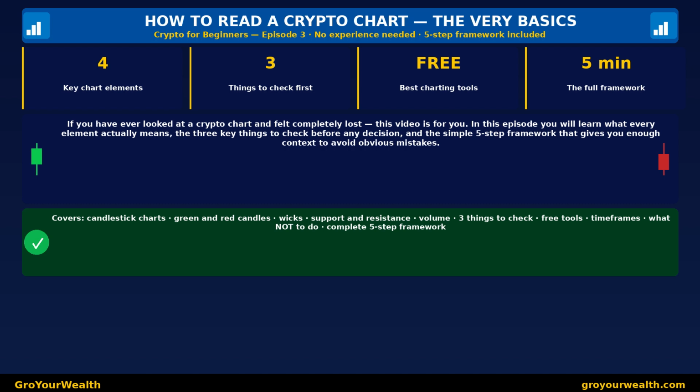exactly what a crypto chart is showing you, what the most important elements mean, and the 3 key things every beginner should look at before making any decision. This is the minimum chart knowledge every crypto beginner needs, nothing more, nothing less.